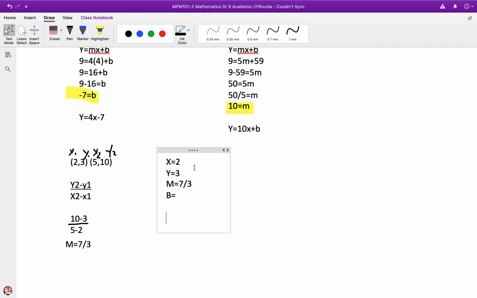And once again, we're off to our equation of a line, just like before. So we're going to go 3 equals 7 over 3 times 2.